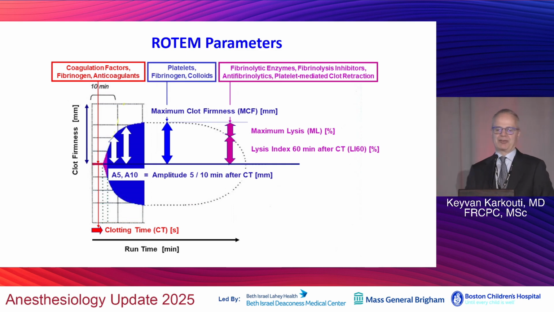And then you wait for maximum lysis or lysis index to see how much clot is being broken down. And each one of those things measures a different thing. So clotting time measures the coagulation factors or thrombin generation. Maximum clot firmness measures platelets and fibrinogen contributions to clot formation. And then breakdown, obviously, is fibrinolysis.